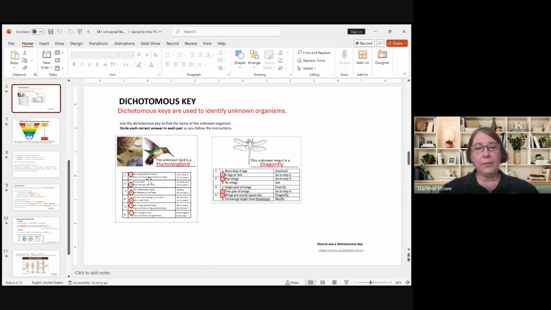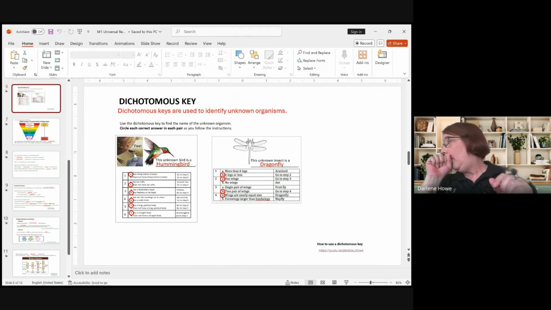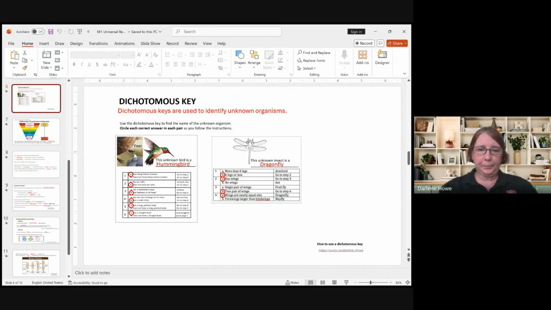Okay, so we've got this bird. And question number 1 says, it has sharp talons, which are claws, or it does not have sharp talons or claws. So I've included a picture of the feet of this little bird, and it does have very sharp talons. Excuse me. So we circle A. It has sharp claws, and it tells us to then go to step 2.